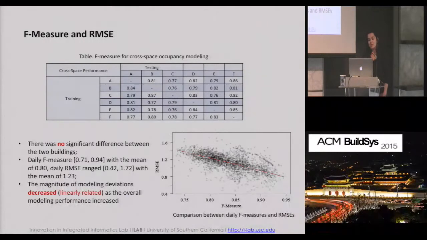However, there weren't significant differences between the 2 buildings, and you see the daily F measures are between 0.7 and 0.9, with a mean of 0.8, and daily RMSEs range from 0.4 to 1.7 with a mean of 1.23. And the magnitude of the modeling deviations decreased as the overall modeling performance increased.